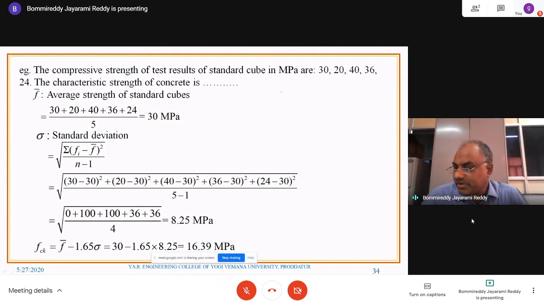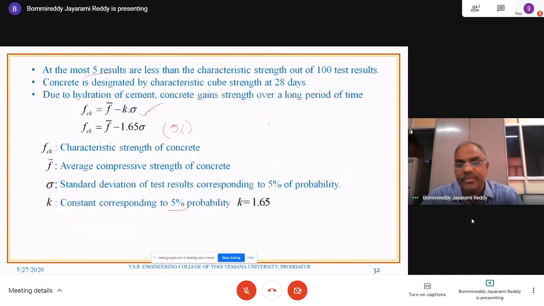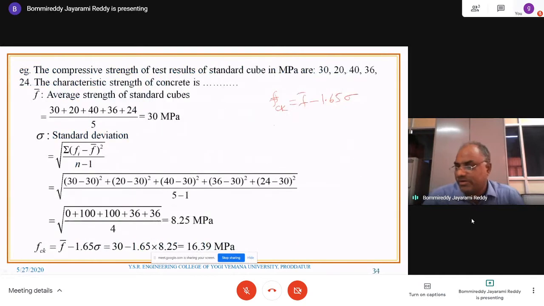So what is in general the characteristic strength of the concrete? As per the code, FCK will be equal to F bar minus 1.65 multiplied by sigma. That is the formula. Characteristic strength is only the definition given as per the code. But for the examination purpose, the questions may be with any such deviation.